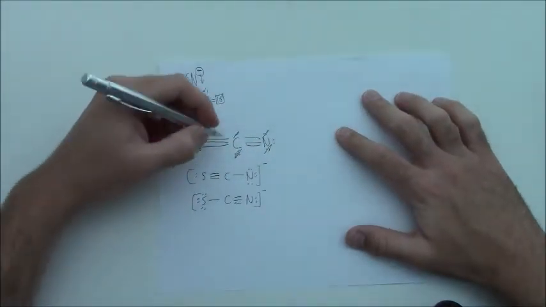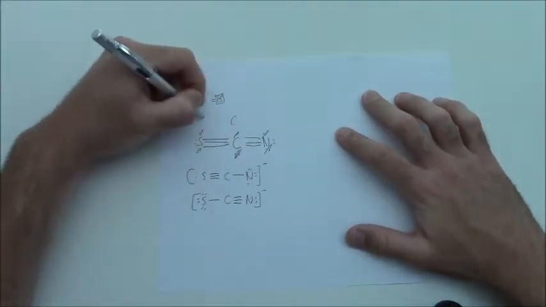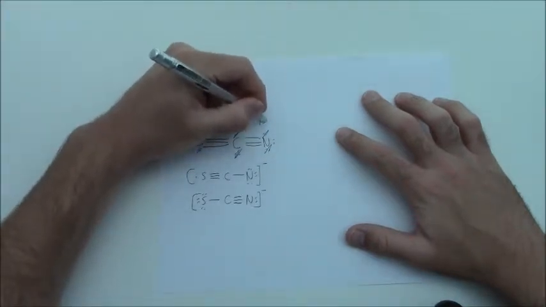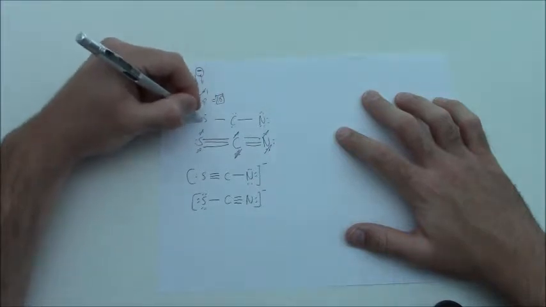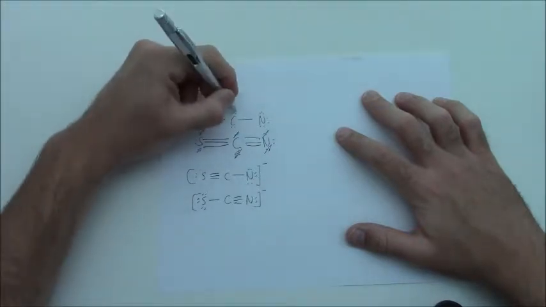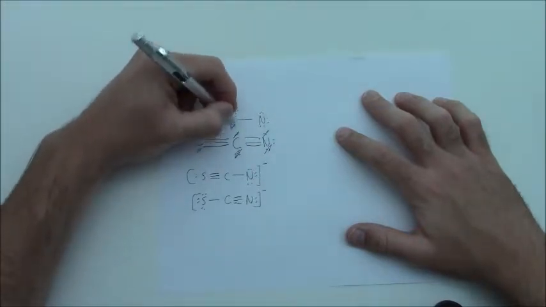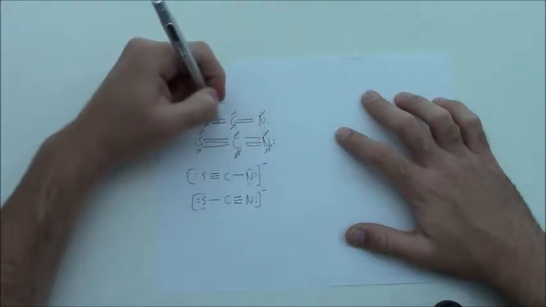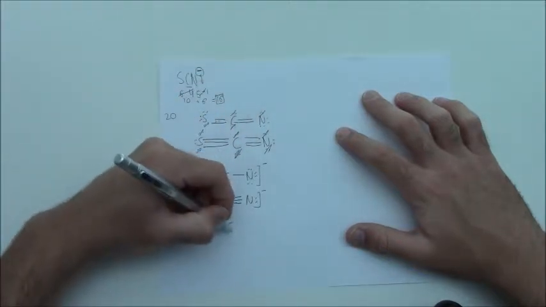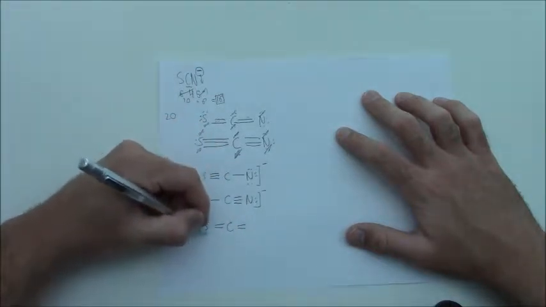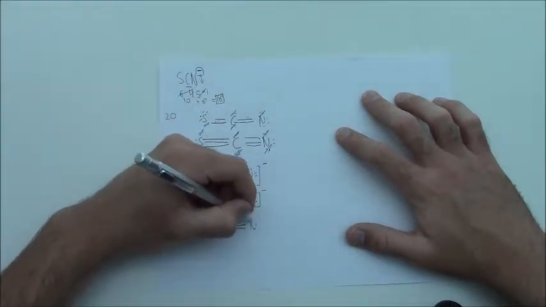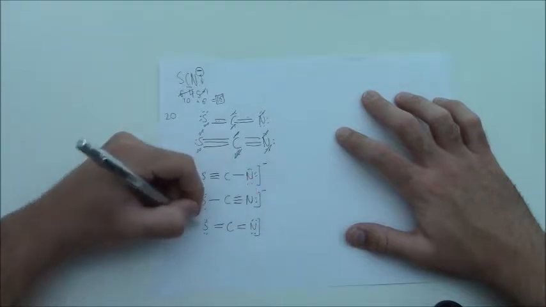Then the final way is, I'll just rewrite this again up here, SCN, with single bonds. We could also make a double bond on both sides of the central carbon. Central carbon, double bond, no lone pairs yet again, and instead we have 2 lone pairs on either of the outer atoms.